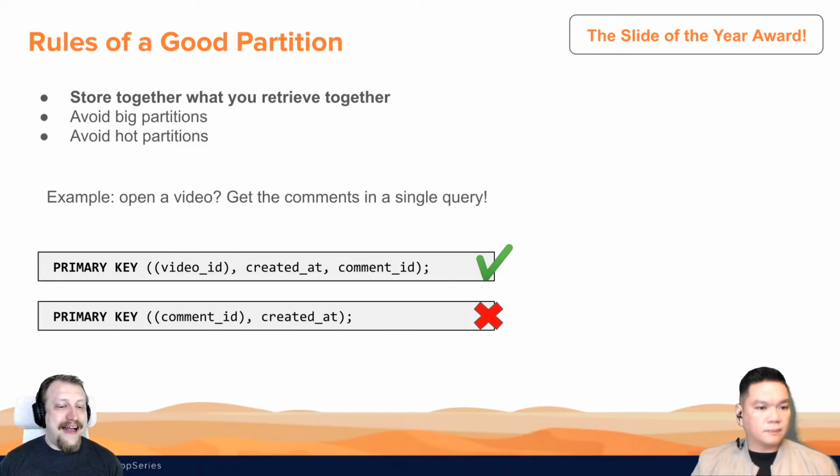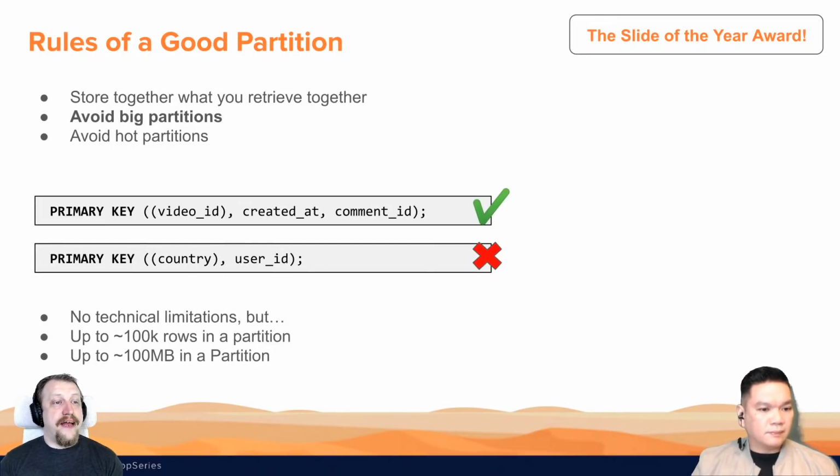And the second example, well, is not so good. We do not have video ID here, so we cannot load everything, and we need to find another way to retrieve data from multiple partitions. It's obviously going to be much slower. Store together what you retrieve together.